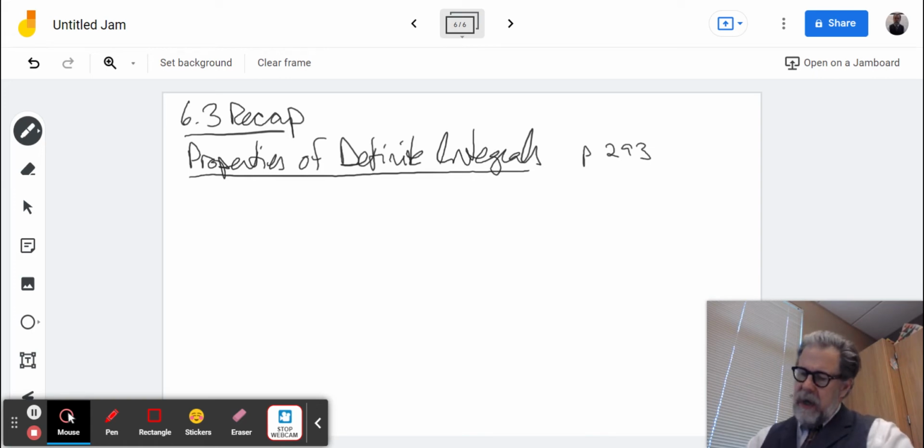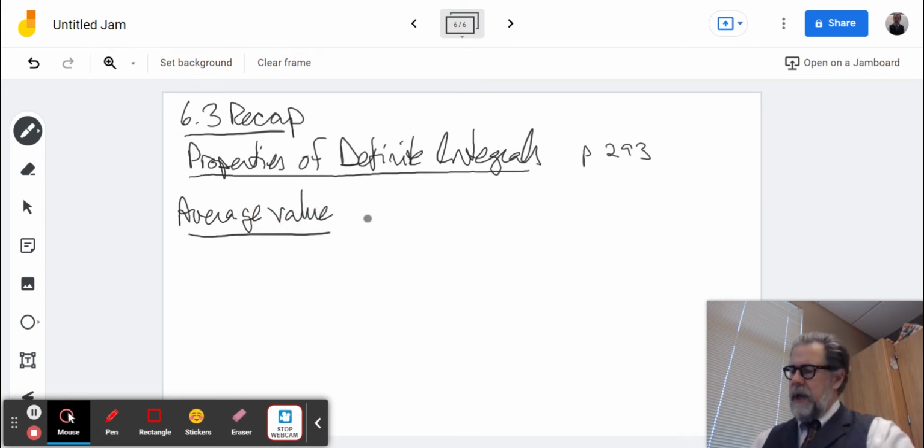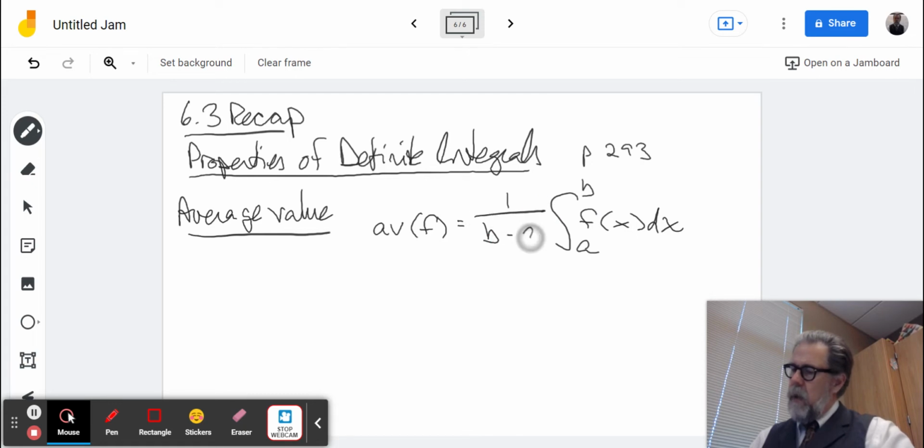Some things that we did learn how to calculate. First of all, an average or mean value. Here's what we said: if we take the area of our function between a and b, so we calculate the total area of that function, and we divide by the width of the interval, that'll tell us the average value of the function. Can be a useful thing to know, what's my average.